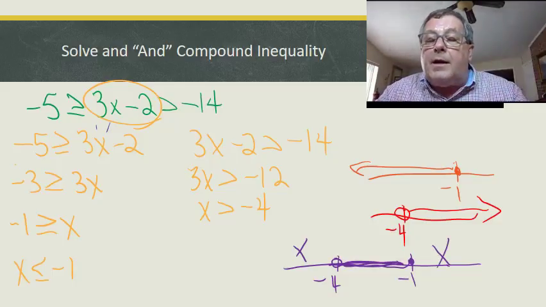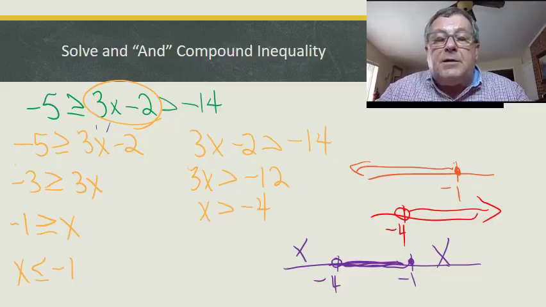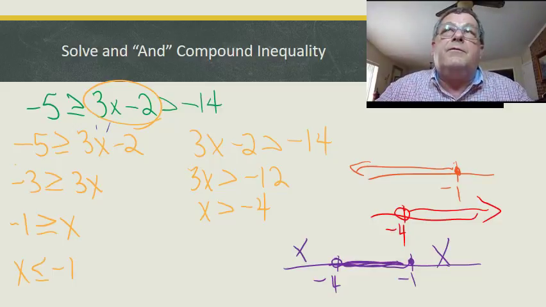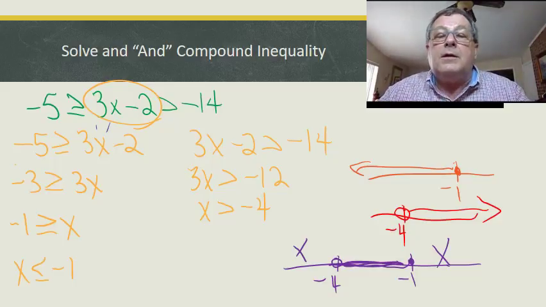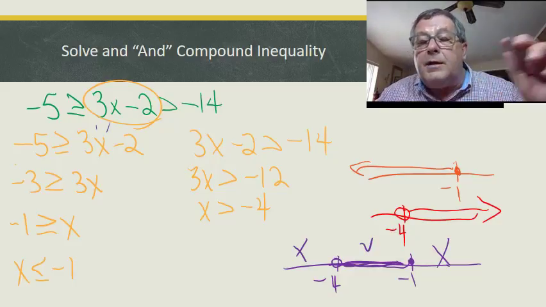Let's pick a number right in here where we've got this intersection. Let's say -3. That's an easy one. Well, let's see. 3 times -3 is -9 minus 2. That's -11. -5 is greater than or equal to -11. That's true. Let's plug it into this second inequality. So 3 times -3 is -9, minus 2, -11. -11 is greater than -14. And so that part is true.